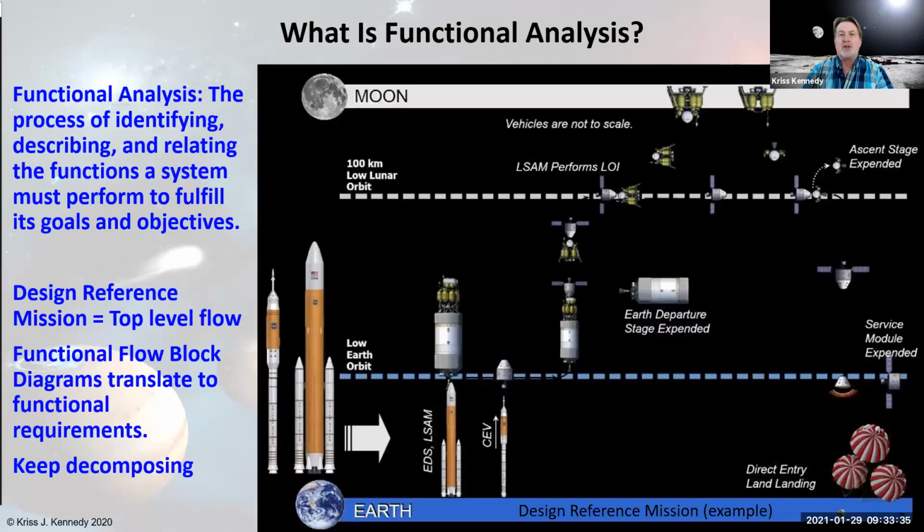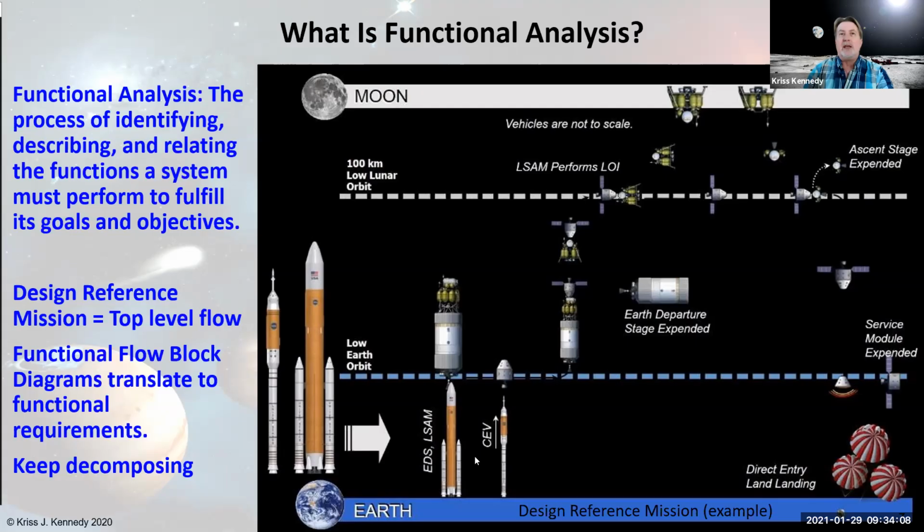So what is functional analysis? Functional analysis is the process of identifying, describing, and relating the functions that we described before. A design reference mission is a top level flow, both in the sense of functions and of the mission modes, as we described earlier in the development of the concept of operations. From that concept of operations and your design reference mission, you can begin to understand and translate into functional requirements.